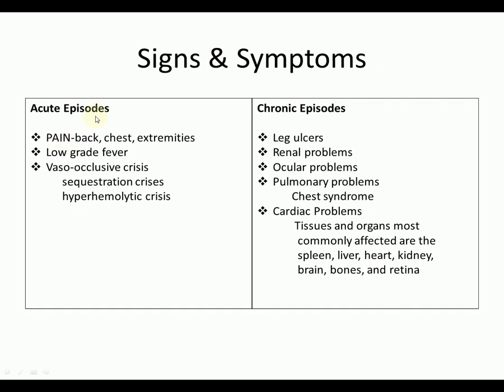Okay? Acute episodes, you will see pain, especially in the back, chest, and extremities. They'll have low-grade fever. They'll have vaso-occlusive crisis, the sequestration crisis, and the hemolytic crisis. In chronic episodes, you're going to see things like leg ulcers, renal problems, ocular problems, pulmonary problems, chest syndrome, and cardiac problems. Tissue and organs most commonly affected are the spleen, the liver, the heart, the kidneys, the brain, the bones, and the retina.